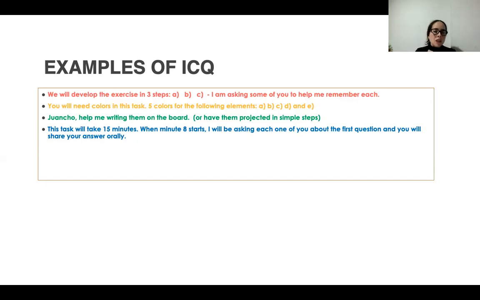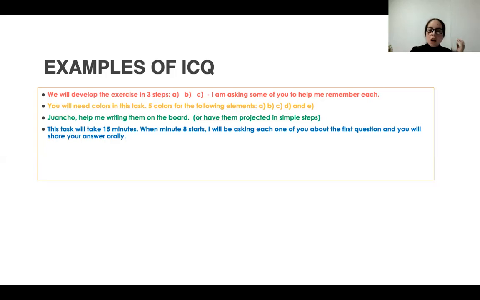And then this other one, this task will take 15 minutes. When minute 8 starts, I will be asking each one of you about the first question, and you will share your answers orally. So by the time that they see that the clock ticked, because some of you teachers, I saw in one of the lessons that you projected the timer there on the board, that is a good strategy to keep them on task, focused. So they know that at that point, you will go ahead and ask each one of the students what their sentences are, what their examples are, and you are going to be able to see which kid is on target, which kid has finished a long time ago, and which kid needs more support.